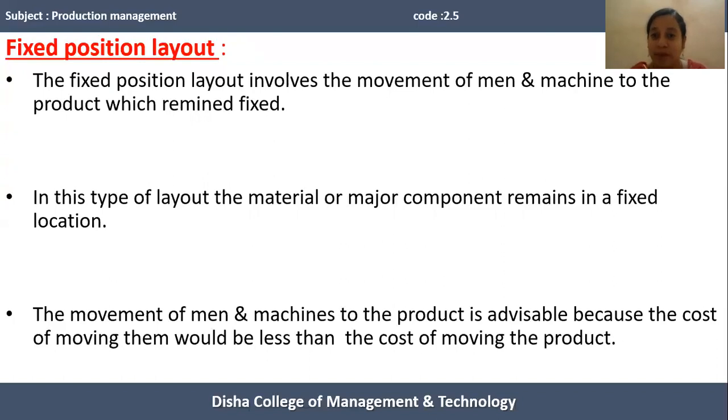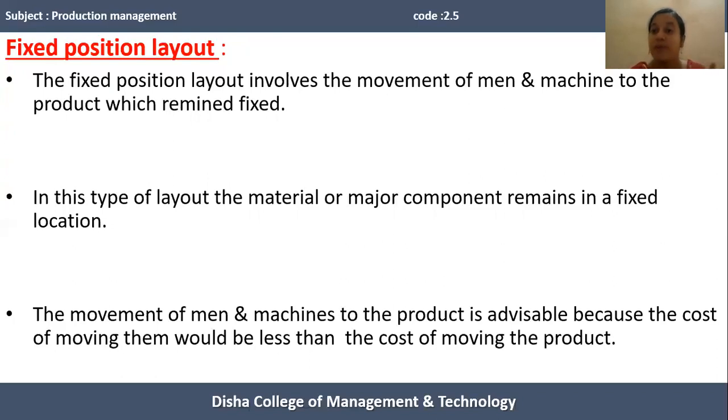To that area, man, machines and other resources have to move for manufacturing the product. And after completing some task, they have to return back again. In this type of layout, material or major component remains fixed, and the movement of man and machine to the product is advisable. Which type of industry generally adopts this type of layout?